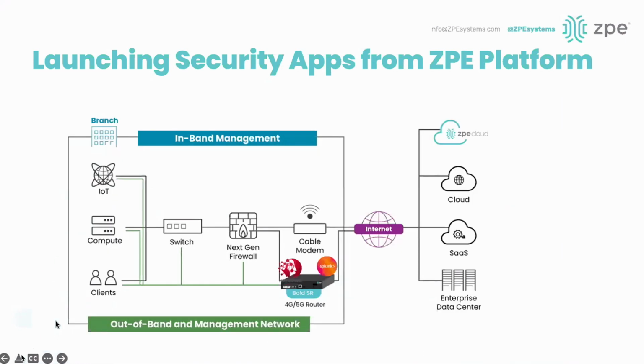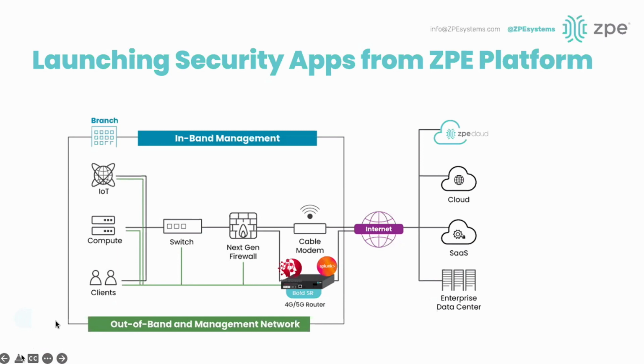So what I'm going to show you is, on this slide, how does a branch deployment, an edge deployment, look like if you have us? So on the right-hand side, you have your applications, your cloud, your SaaS provider, and on the left-hand side, you have your branch location in itself. We would typically replace your 4G, 5G router in your location. We provide the same connectivity there, provide an out-of-band management network.